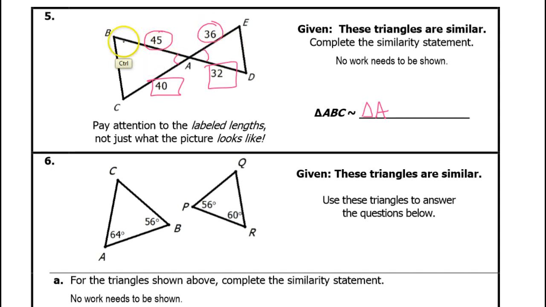Now on the other hand, see how angle B is connected to the circle? Angle E is connected to the circle. That means those are corresponding angles, so angle E comes next. See how angle C is connected to the square? Angle D is also connected to the square. That's how you know that angle D comes last.